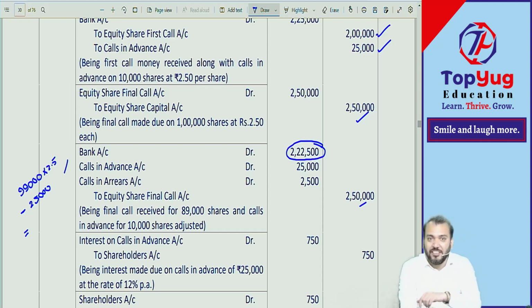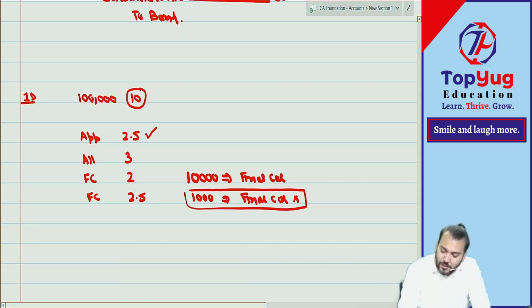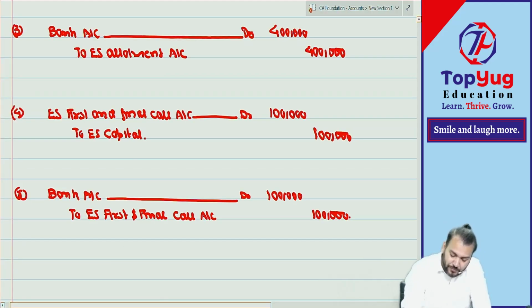Have you done this journal entry correct? Not correct? How many did not do it correct? I was expecting this would be the only mistake and you have made a mistake here only. So it was very simple. I need to write and inform you. This is journal entry number whatever. Means we are doing journal entry for what?